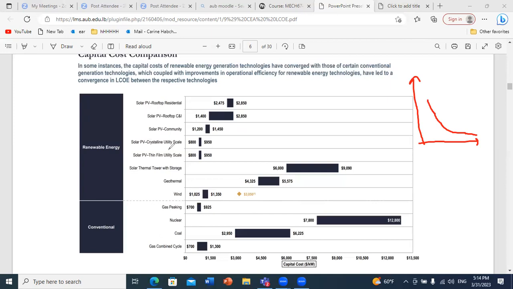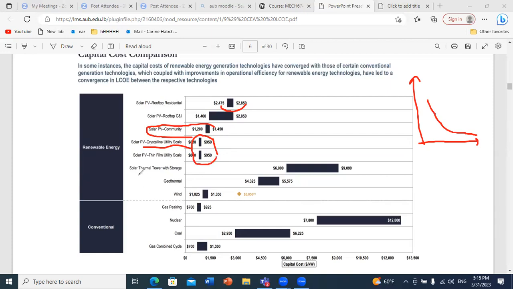So here, for example, if we compare the LCOE for different renewable energy strategies and conventional ones, you can see here, for example, the capital cost in dollars per kilowatt for the case of solar PV rooftop residential. So it's between, let's say, 2,475 and 2,850. It's relatively high compared to other techniques. That's why we have high preference to go to solar PV community and more also to solar PV crystalline utility scale, for which we have really a high reduction in LCOE.